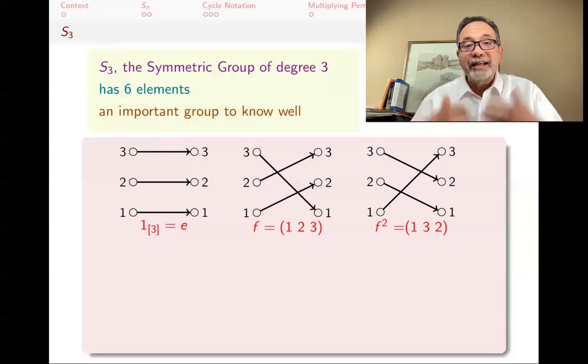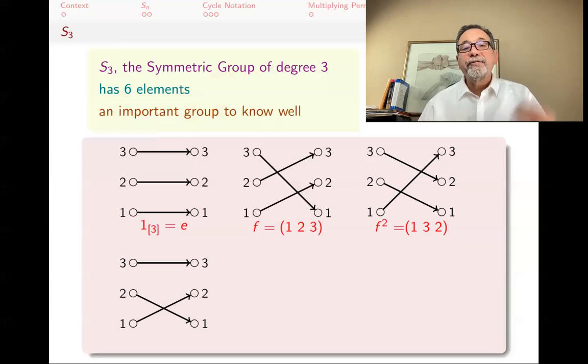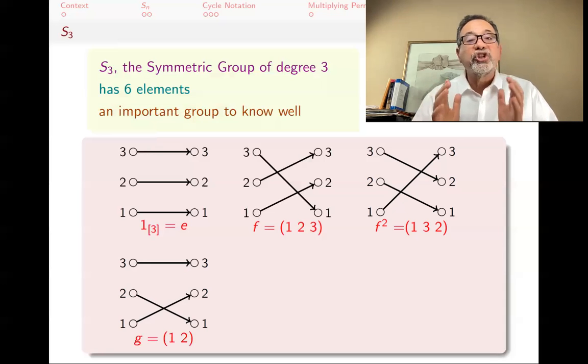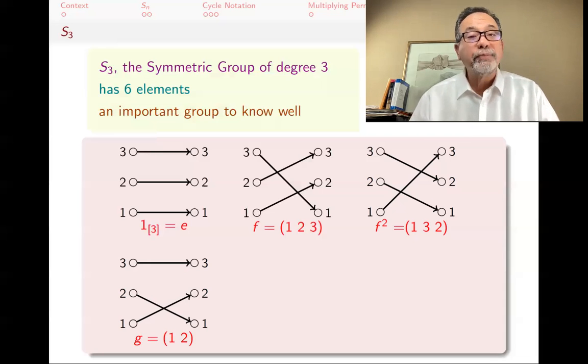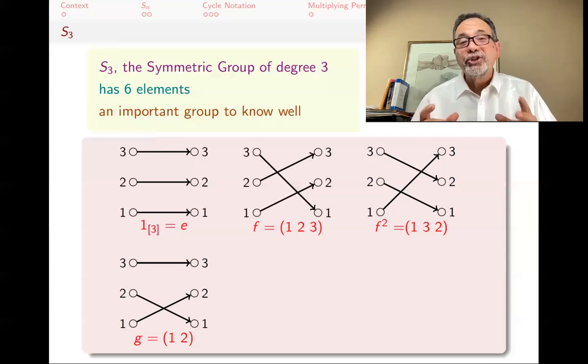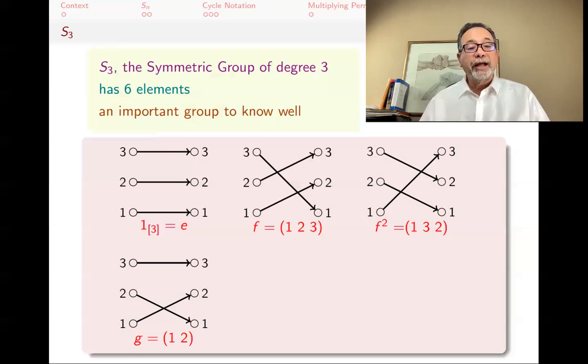That's one thing to remember. But there's 6 elements, so I pick another one, the one that fixes 3 and switches the place of 1 and 2. So this is (1 2). It's just a 2 cycle, and I'm going to call that G. Now, G squared, because it's just a 2 cycle, is going to be identity. So I'm not going to get any mileage out of just squaring G, but I can multiply G by F.